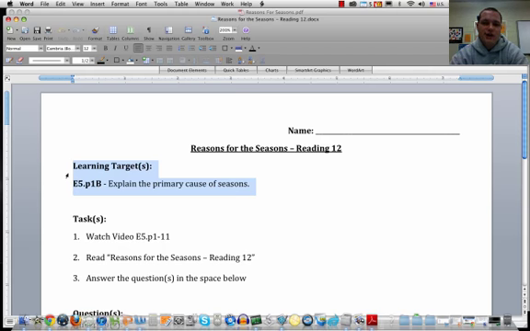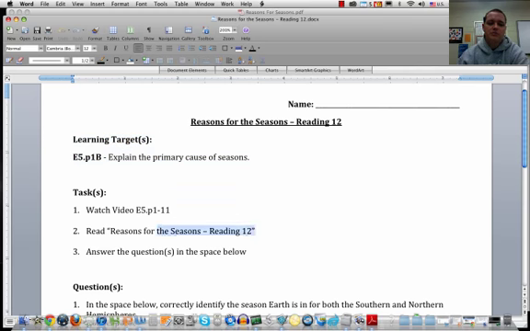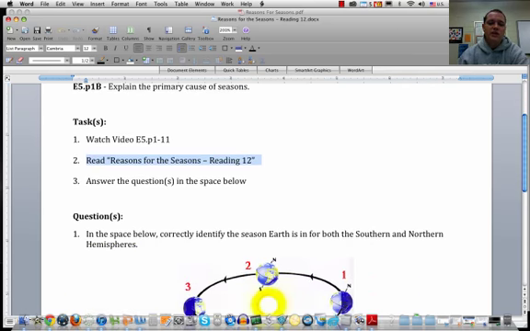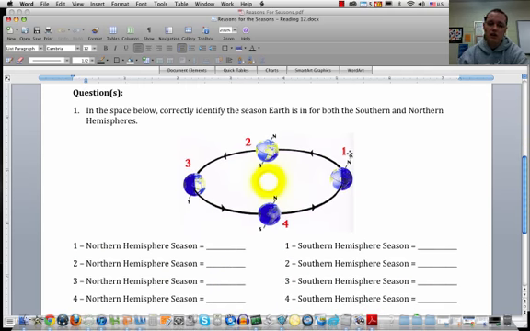So this will be your final wrap-up summary regarding why seasons exist and why we have them here on Earth. What you'll do is start by doing a quick reading and reflecting on reasons for the seasons from reading 12. Once you have completed reading 12, there are two questions located in the space below.